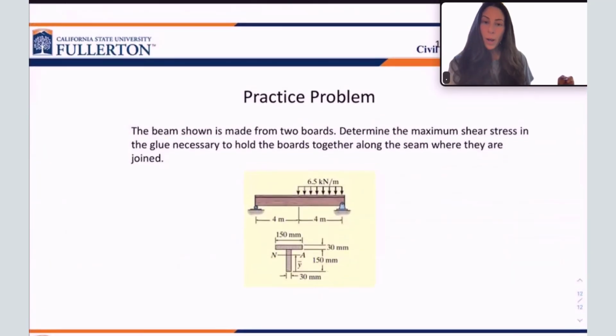Here is a practice problem for you to try on your own and see if you are able to apply what we learned in this video today to solving this problem.